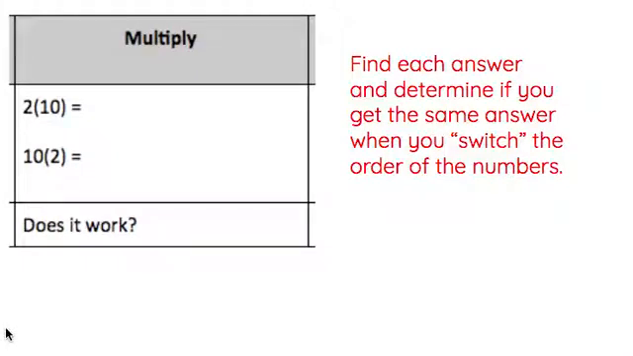Now try to see if it works for multiplication. Write down your answer for 2 times 10 and 10 times 2. And then write in your answer in Edpuzzle. Does this work or not? Can you switch the order and get the correct answers? So 2 times 10 is 20, 10 times 2 is 20, so yes, you can switch the order of the numbers in multiplication and still get the same answer.